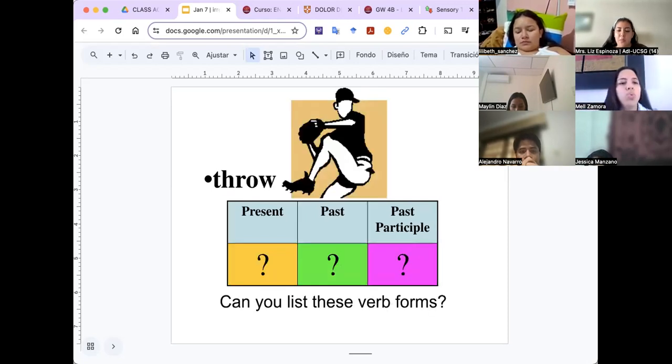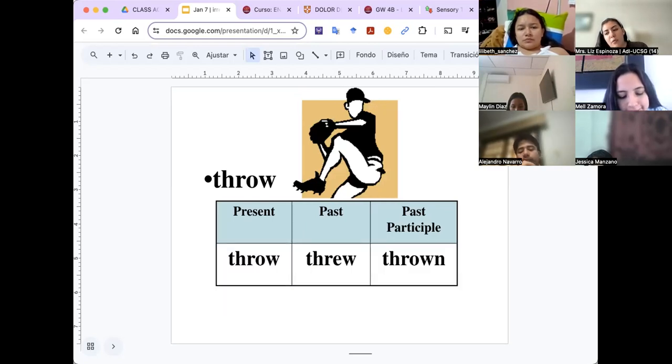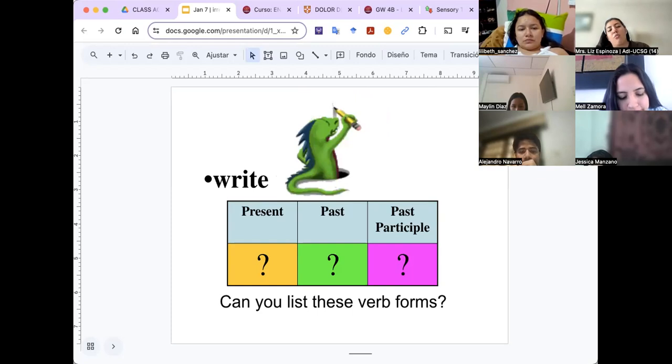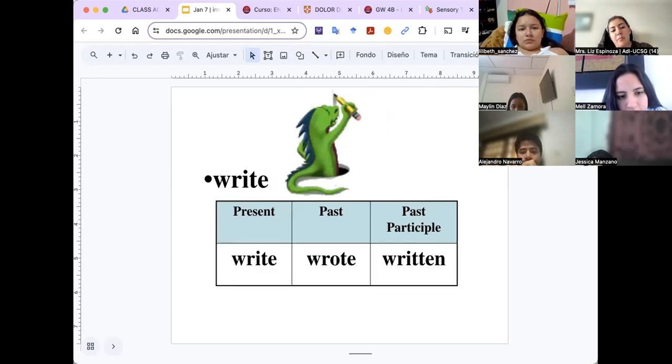Throw, like throw the ball. Threw. Okay, and the participle thrown. All right. Write. Wrote. And the participle written. Okay.